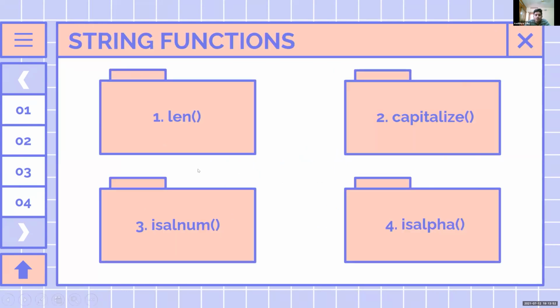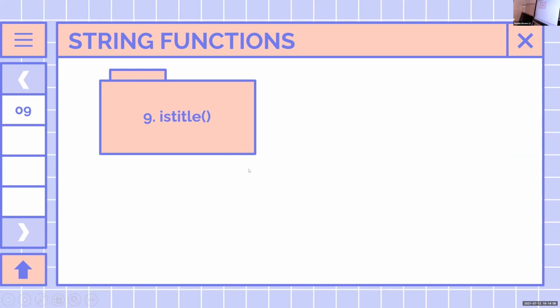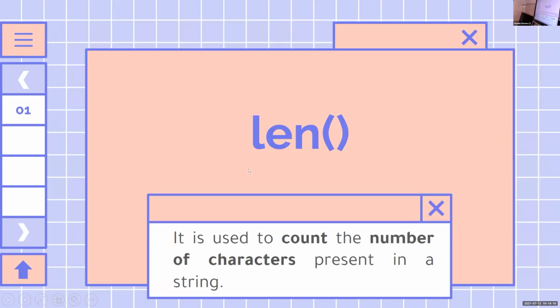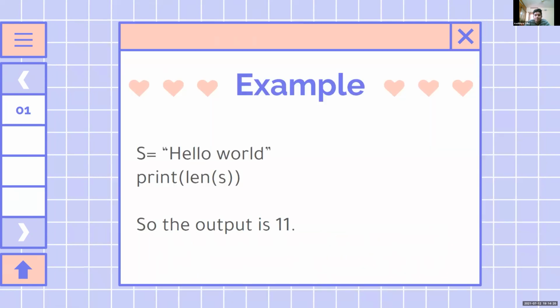Next, today I will be discussing the first 9 string functions. They are the len function, then capitalize, isalnum, isalpha, isdigit, isspace, islower, isupper, and istitle. The first string function is the len function. It is used to count the number of characters present in a string. It is mainly used to find the length of the string.